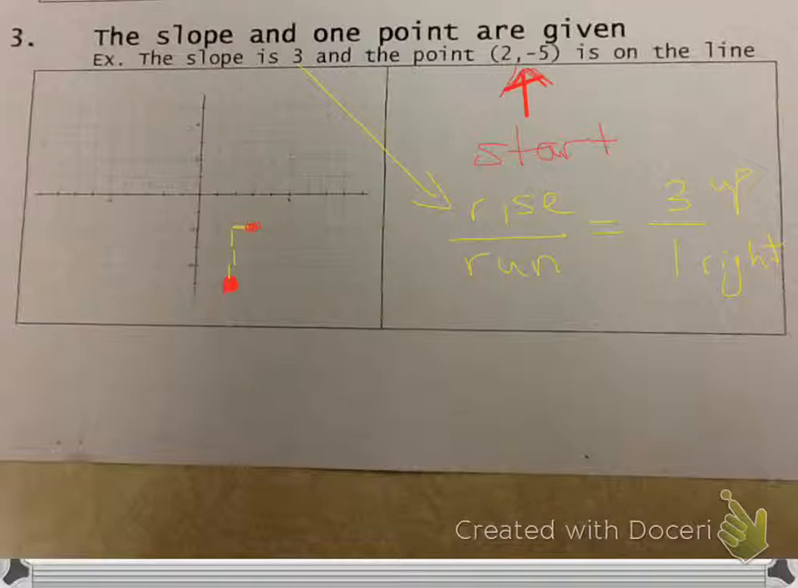You can continue the pattern, or you can connect the dots right away, but if we want to do one more example, continue the steps. Up 3, 1, 2, 3, over 1. Connect the dots using a straight line, as best as possible. That's it.